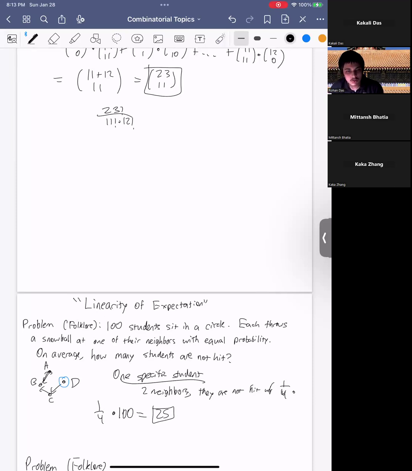The reason this is true is that although one student not getting hit can influence another student not getting hit, since you're taking the average, you can separate the possibilities in terms of each student and add them up in that way.